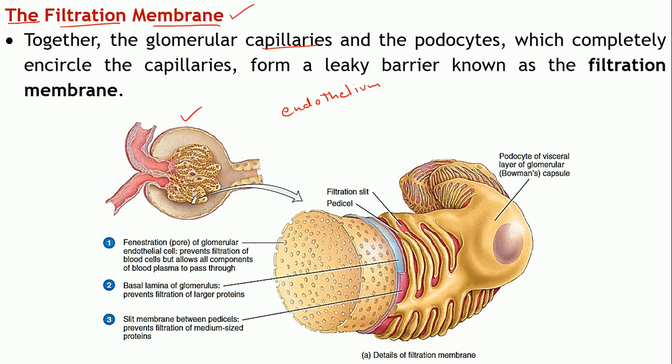Now, what is the composition of this filtration membrane? The glomerular capillaries along with the podocytes. Can you all recall what podocytes are? Yes, these are the modified epithelial cells which are present in the visceral layer of your glomerular capsule, right? Here the parietal layer comprises simple squamous epithelial cells, but these epithelial cells are modified, the ones which form the visceral layer which is in contact with your capillaries.